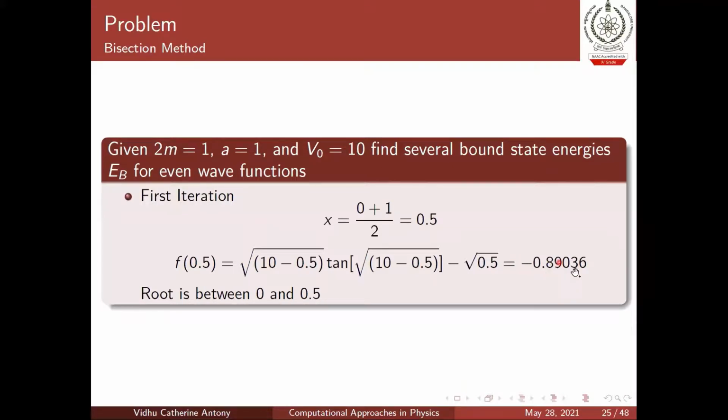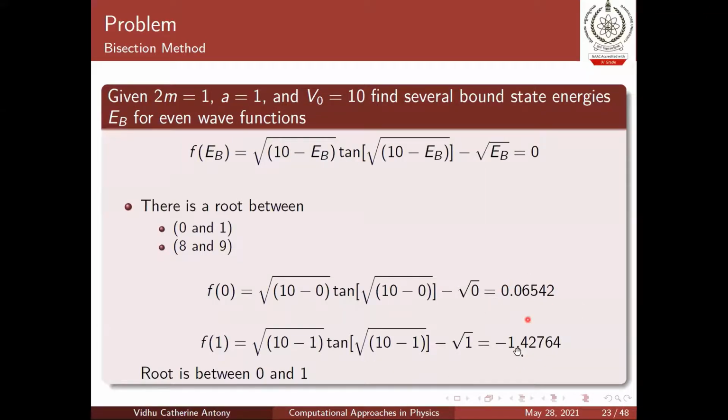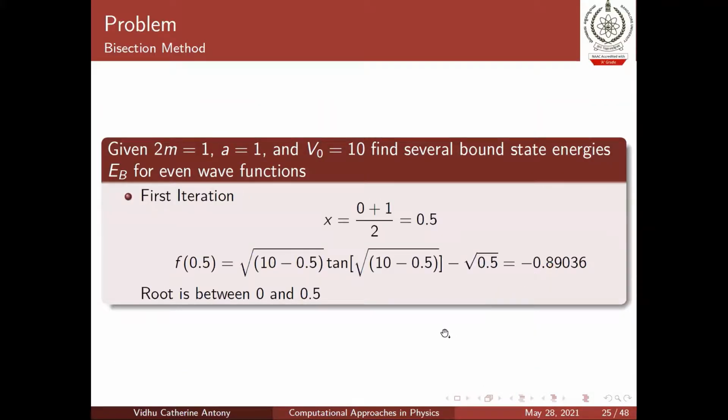So in your first iteration, what did you find? You found a negative value for your function when you put 0.5 here. Let's just go back and review that. When you put 0, what did you get? You got a positive value. When you put 0.5, what did you get? You got a negative value. So you know that your root is between 0 and 0.5.